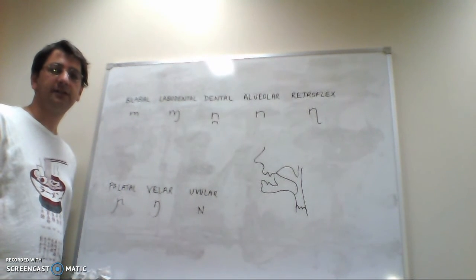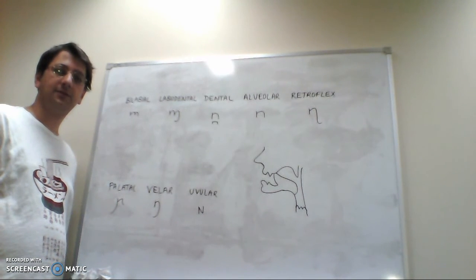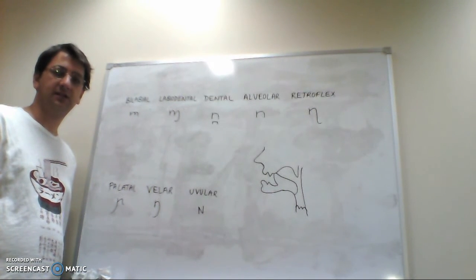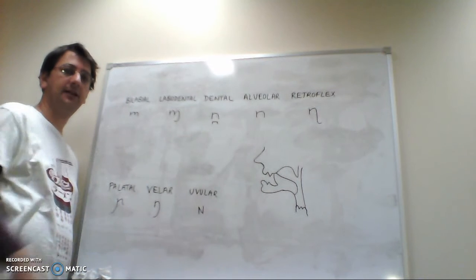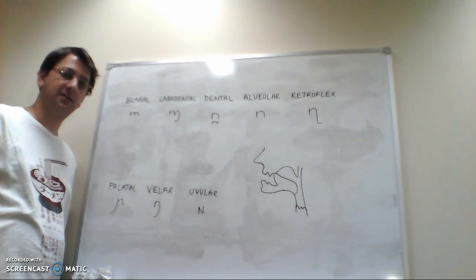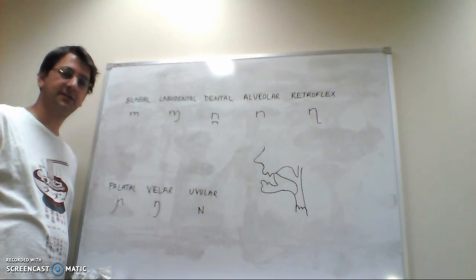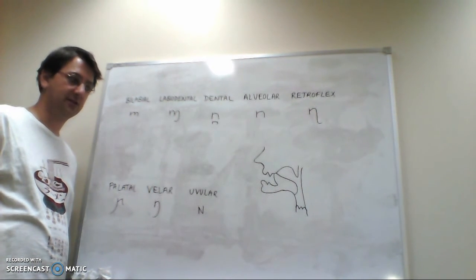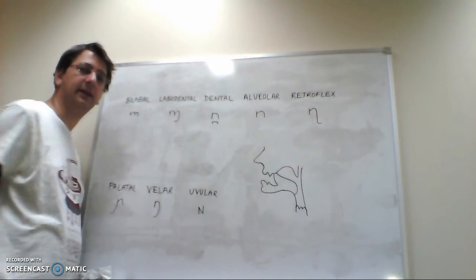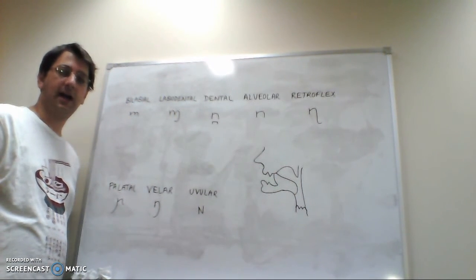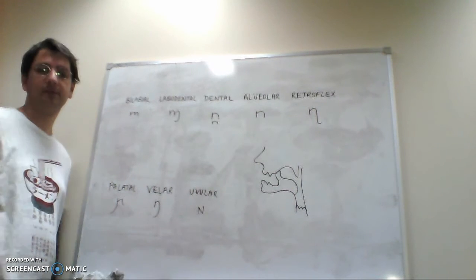The alveolar is just like a regular N. If you start touching with your tongue tip the upper teeth as you did for the dental, and you move slightly backwards, the first region of flesh that you encounter is the alveolar ridge. So it's that region here, and then you pronounce na, ana, an.